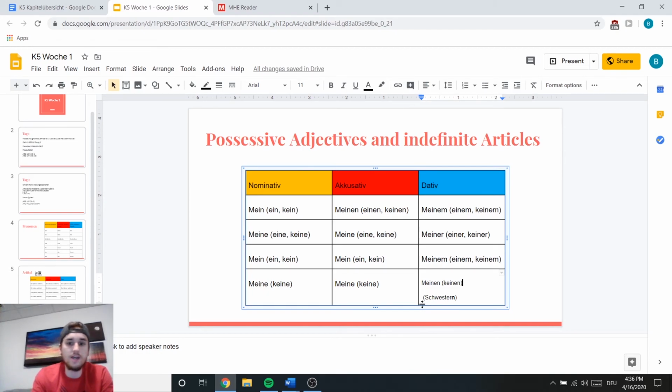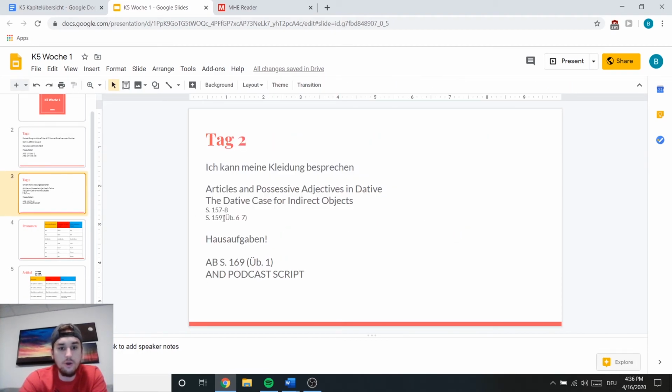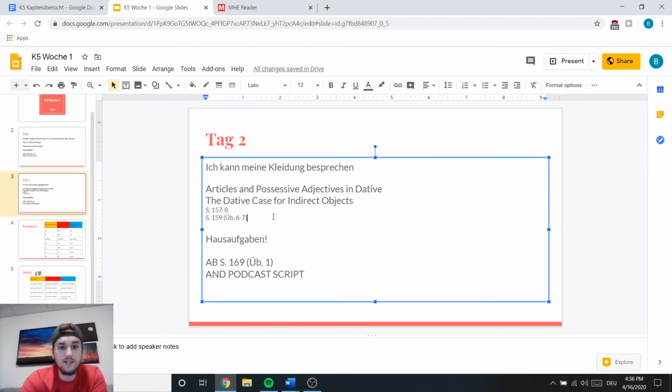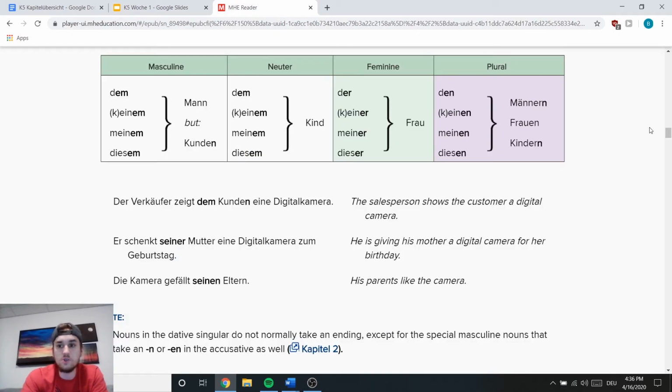So, if you look at euer Bücher auf Seite 159, also das steht hier 159, gucken wir jetzt an und wir machen jetzt zusammen Übung 6, ja? Wir machen jetzt zusammen Übung 6. So, Übung 6 sieht so aus, ja?